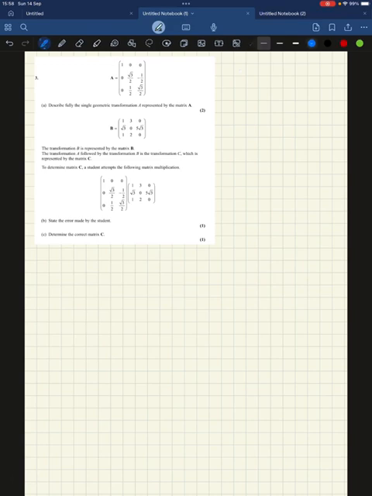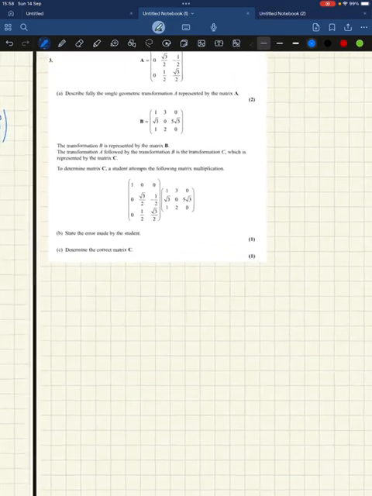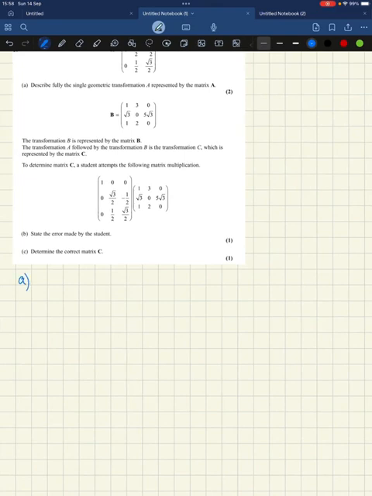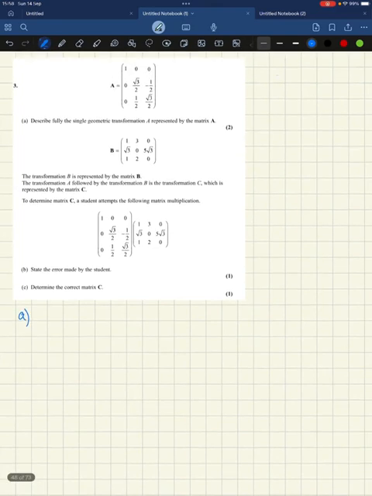Now this one, part A. Describe fully the single geometric transformation A represented by the matrix A. Right, so the x-axis is invariant, so it's going to be around the x-axis. So it's a rotation.